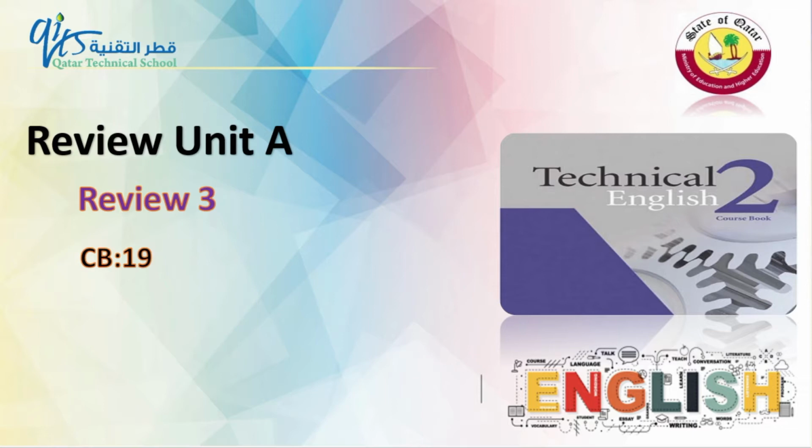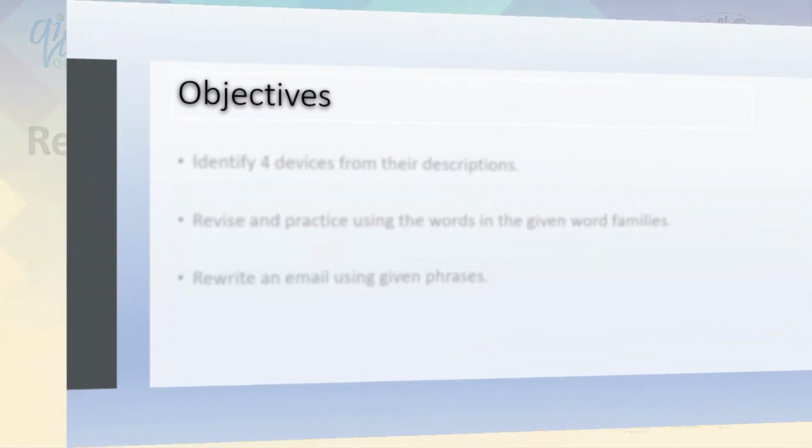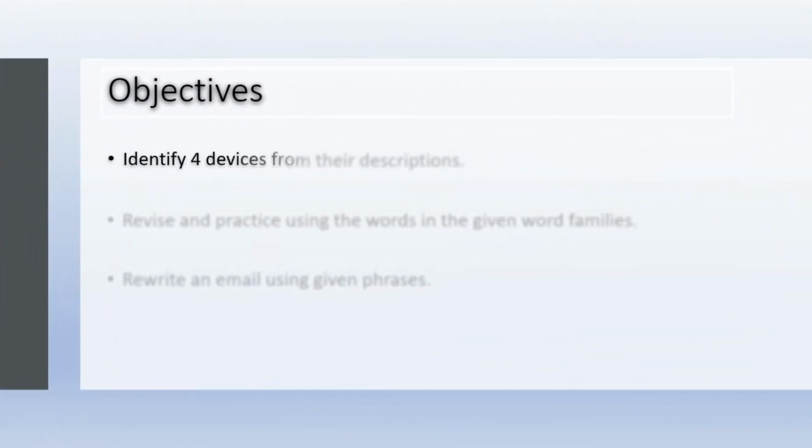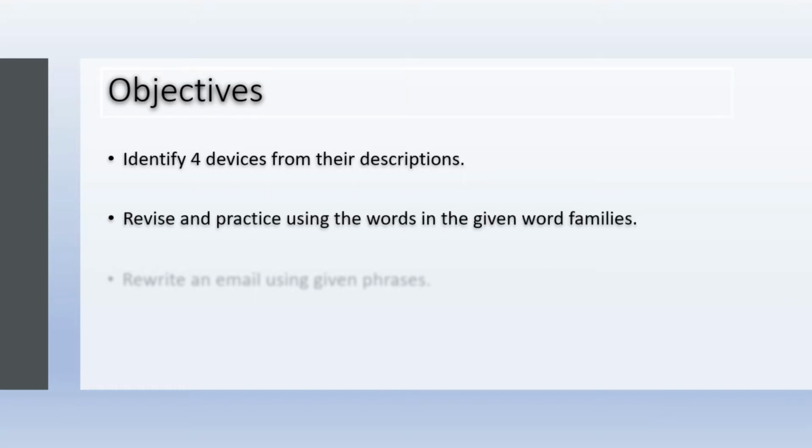Welcome once again to our technical English lesson for grade 11. This is our third review lesson on page 19 of the course book. In this lesson, we have three objectives. Number one, identify 4 devices from their descriptions. Number two, revise and practice using words in the given word families. Number three, rewrite an email using given phrases. Now let's get started.